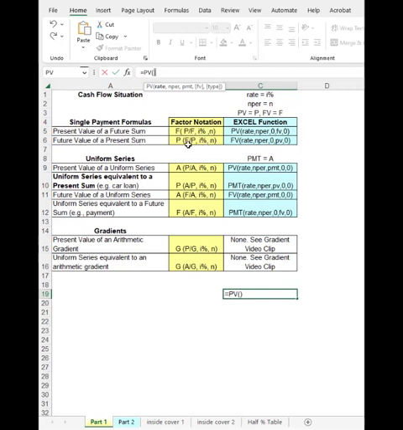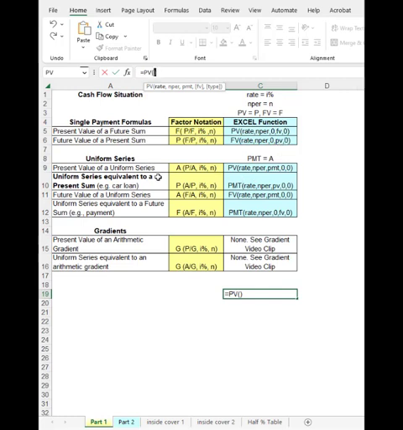The factor notation is pretty self-explanatory. Use the F over P column on the table and use the FV Excel function, and you leave the third field as a zero, and you put the present value in the fourth field. Now, this is kind of tedious, but once you catch on, it's not too bad.